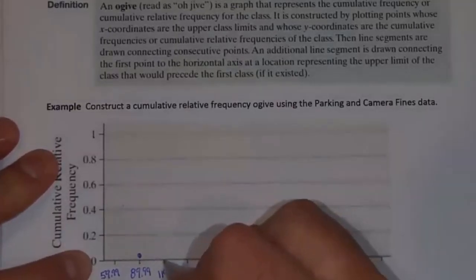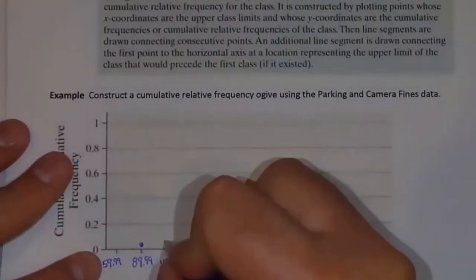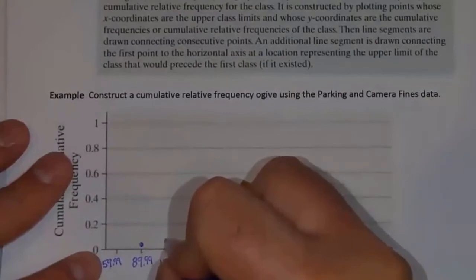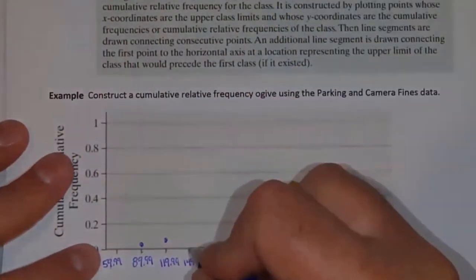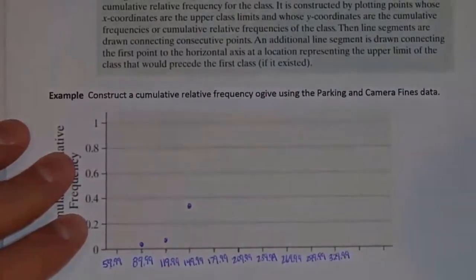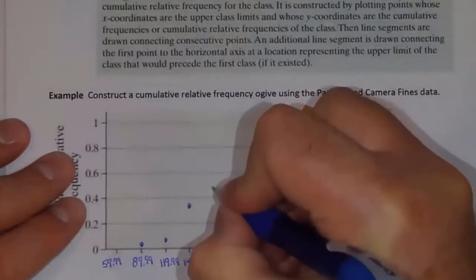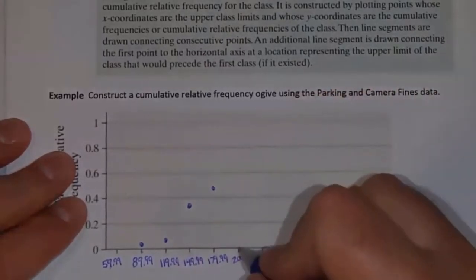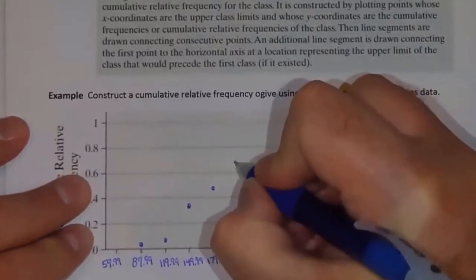And then next, for the 119.99 class, the cumulative relative frequency was 0.06. So I'm going to come up to 0.06, which would be maybe around in there. For the next class, the cumulative relative frequency is 0.36. So that's going to be up around in there. Next is 0.46. So maybe around in there. Next is 0.68. So not quite halfway between the 0.6 and the 0.8.